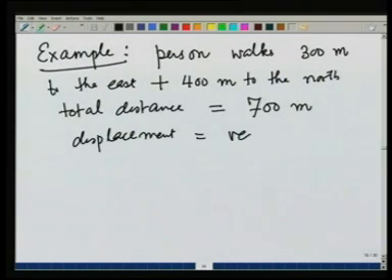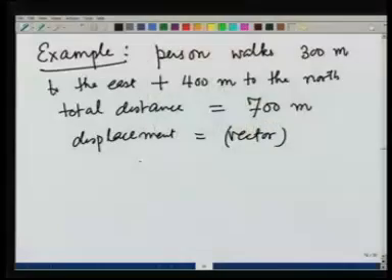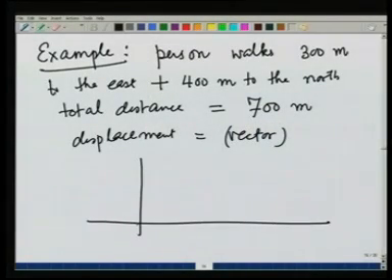which is a vector quantity, of the person from the original position. To get that, we have to add the 2 displacements vectorially. So, suppose the person started from here, he moved 1, 2 and 300 meters to the east, and then 1, 2, 3, 400 meters to the north. So, this is his first displacement up to this point, and then second displacement from here to here, and therefore, the net displacement would be in this direction.